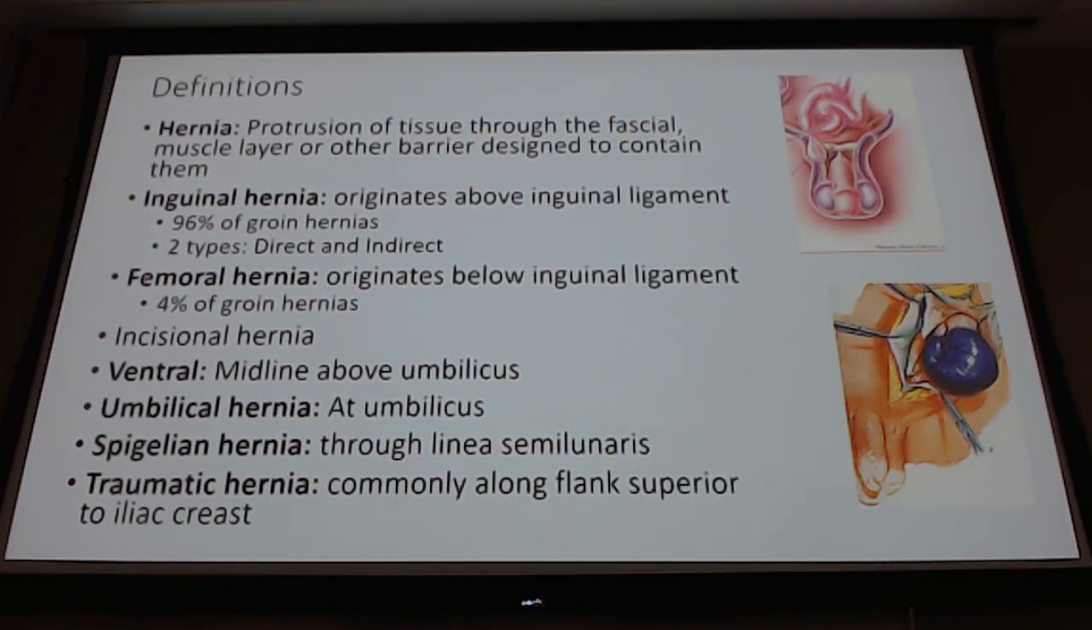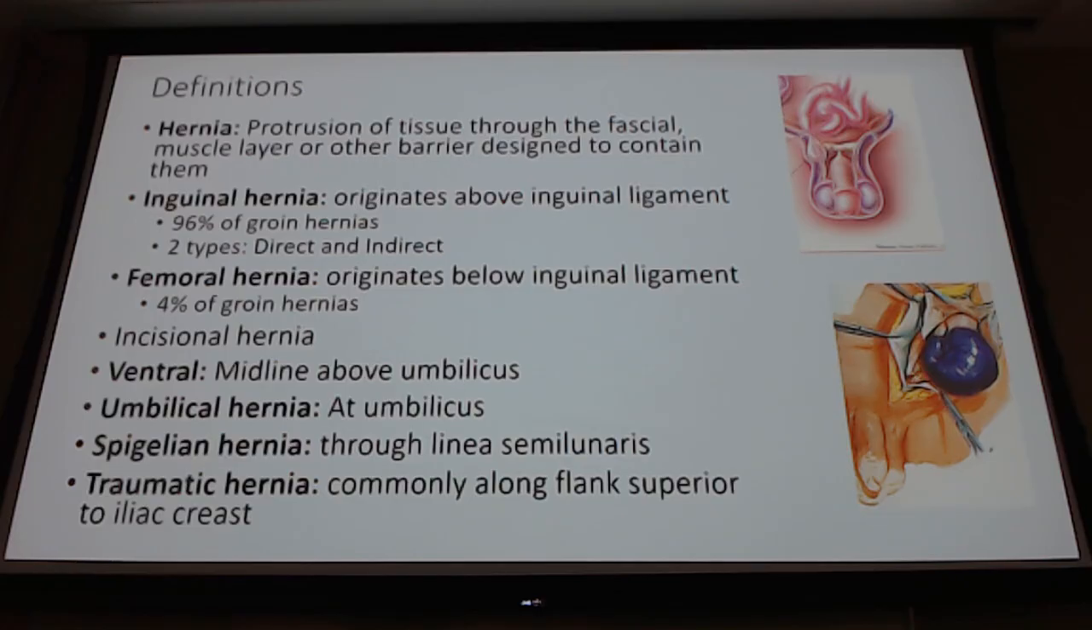Alright, definition time. What is a hernia? It is a protrusion of some sort of tissue. It could be intestine tissue, it could be just fat tissue, it could just be fluid, but some sort of tissue through a fascial muscular layer designed to contain them. So it's a defect somewhere, a defect in the fascia, a defect in the muscle, a defect in the inguinal canal. Some sort of defect is there causing this protrusion of tissue through it.